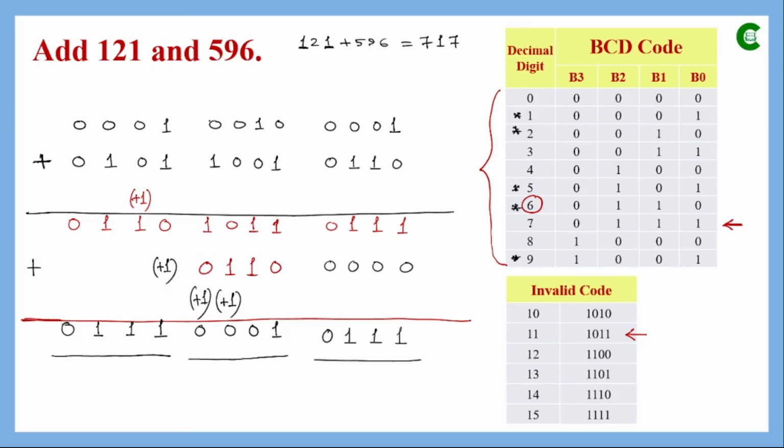0111 is what? The decimal equivalent is 7. And then 0001, the decimal equivalent is 1. And then again 0111, the decimal equivalent is 7. So in the decimal number system, the result would have been 717, and that we have already verified. That means this result of BCD addition that we have obtained by following all the rules is the correct one. So this is how we perform BCD addition by following all the rules.